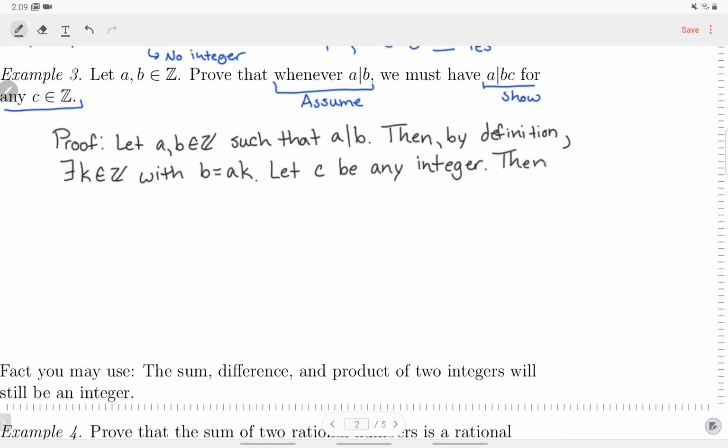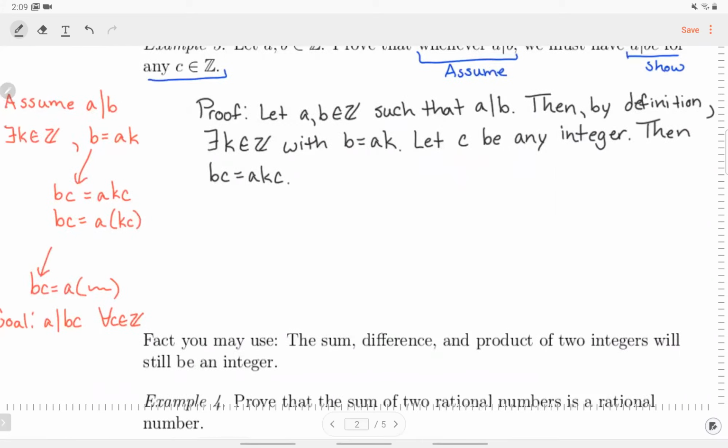Then, well, what did we do next? We multiplied our equation by c. bc equals akc. All right. Now in my scratch work, I looked at it and I said, oh, I need k times c to be an integer. So that's the next thing I need to justify. And then I have what I need.